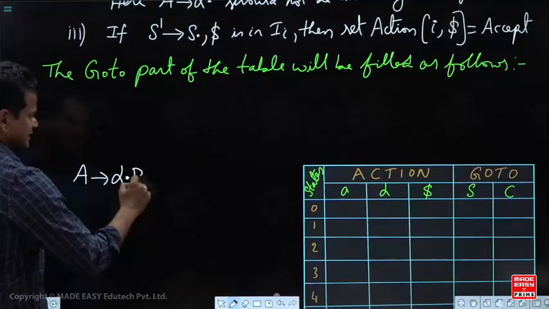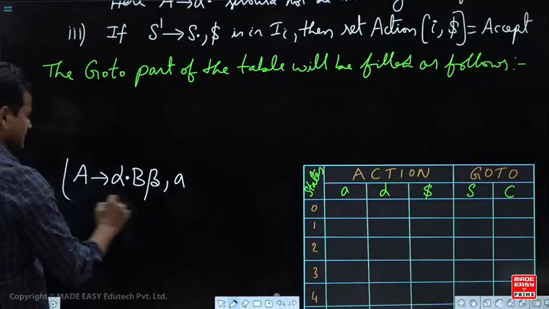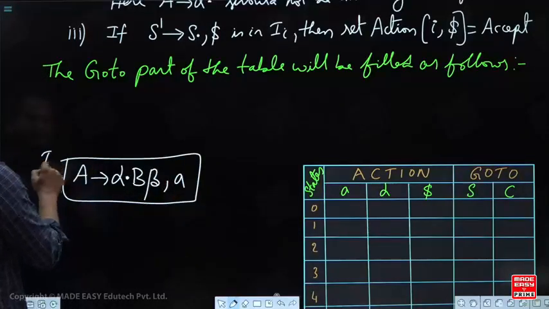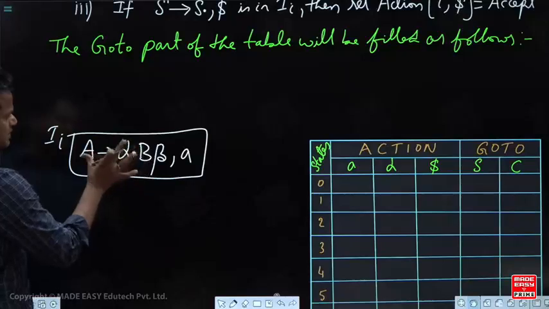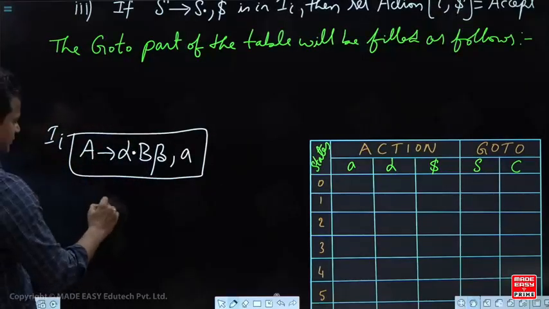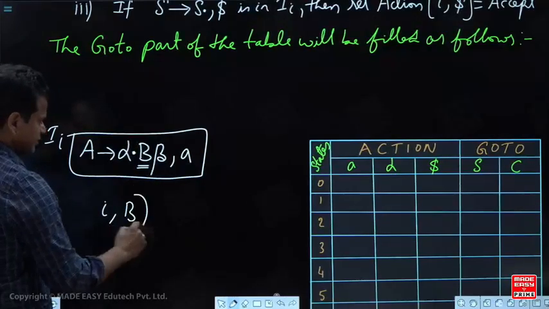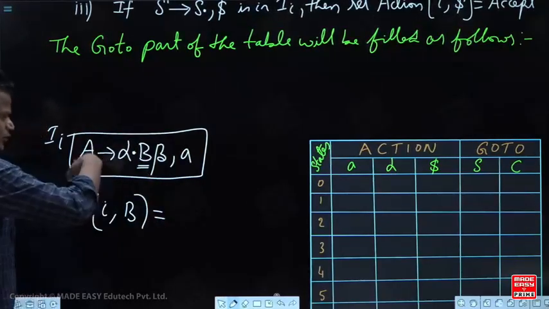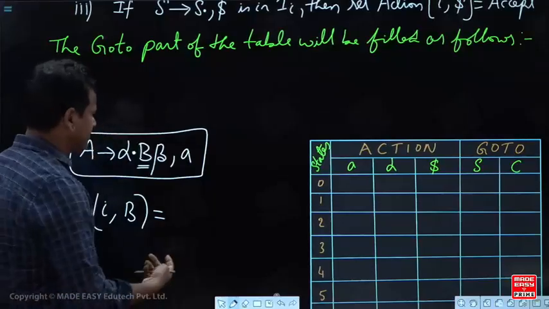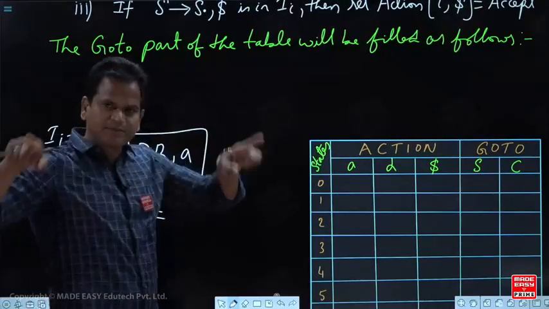For a non-terminal. Suppose there is a production, and let the look ahead be anything, any look ahead. Suppose let it be A, and suppose this is in Ii. So for this production, how to enter in the table as it is Ii. So the ith row. And look at here, the shift symbol is what? B. So ith row, Bth column. We write the go to, na? Go to of I comma B, and we move the dot and we give some number.